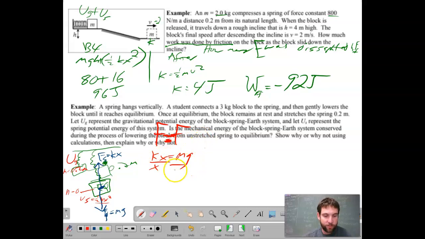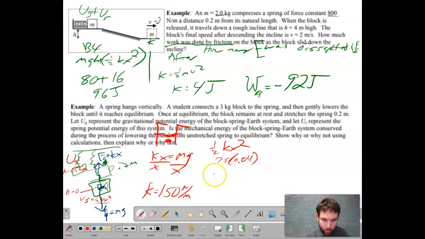For us, though, it's going to be useful to get k. So we have m, which is 3, so 30 divided by 0.2. So k equals 150 newtons per meter. Newtons per meter. So what about our spring potential energy? Spring potential energy is going to be 1/2 kx squared. Half of k is going to be 75 times 0.2 squared, which is 0.04. So my spring potential energy is 3 joules that the spring is gaining as it goes down.